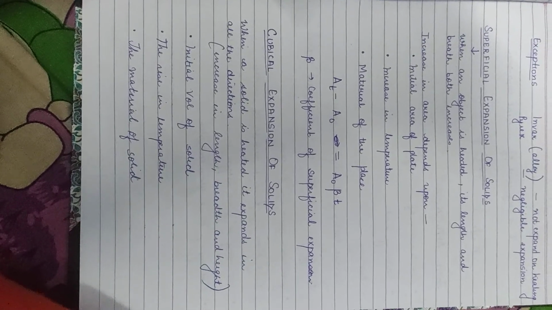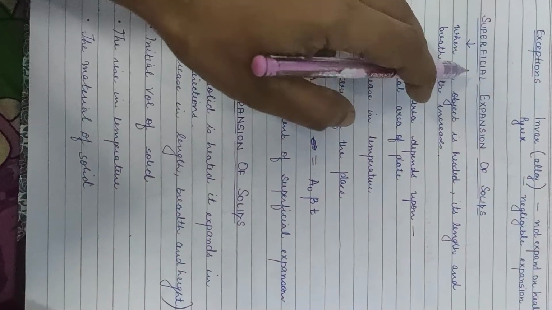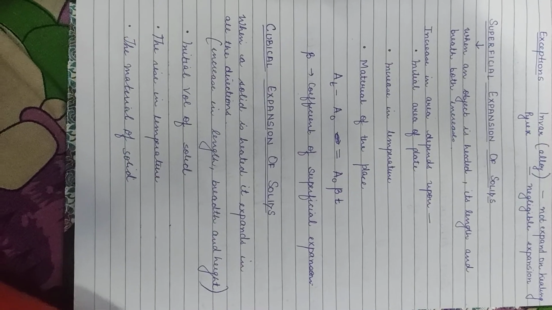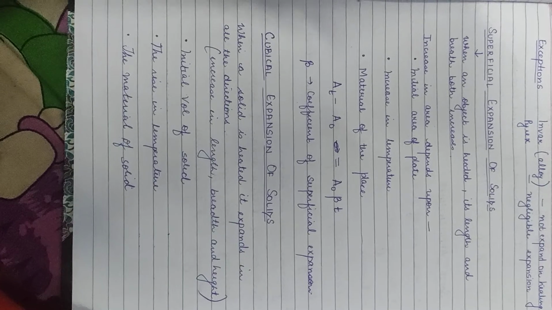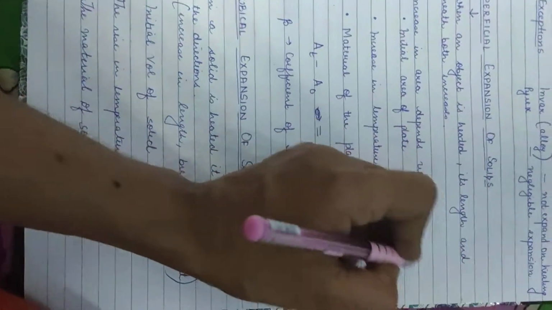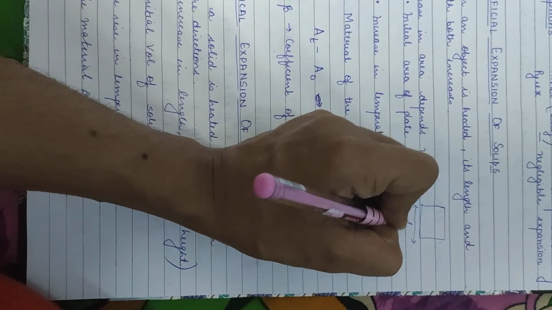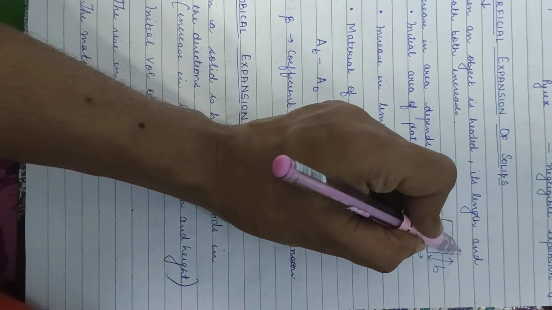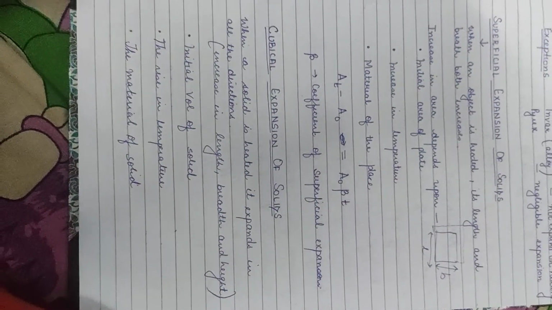Next we are having superficial expansion of solids. Superficial means area expansion. Area expansion means increase in length and increase in breadth. Suppose I am having a thin copper plate, so there is an increase in its length and an increase in its breadth. It will be something like this. So this is known as superficial expansion.